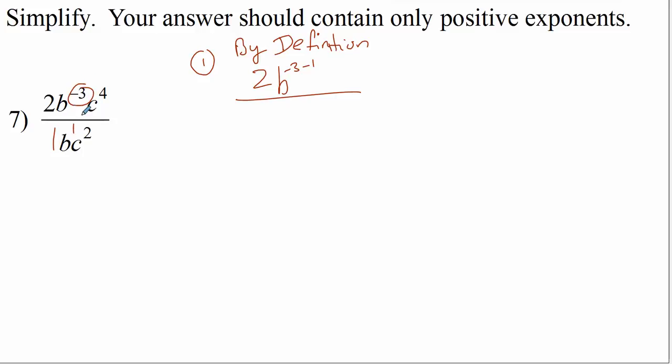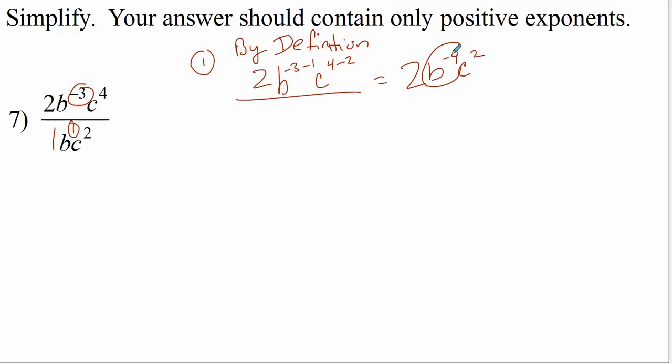So top minus bottom. Then I get c to the 4 on top and c to the 2 on the bottom, so that's c to the 4 minus 2, which equals, I'm sorry, 2b to the negative 4, c to the 2. Negative 3 minus 1 is negative 4, 4 minus 2 is 2.